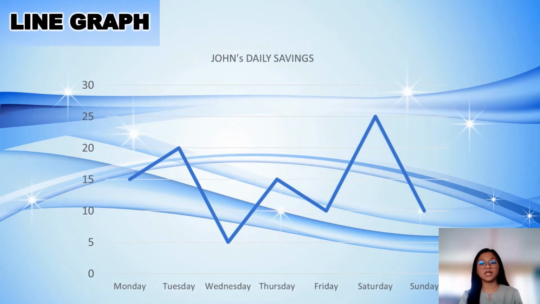Here's an example of John's daily savings that is organized in a line graph. As you can see, at the left side we have the frequencies, and at the bottom part of our graph are the days in a week. Saturday has the highest daily savings while the lowest was on Wednesday.